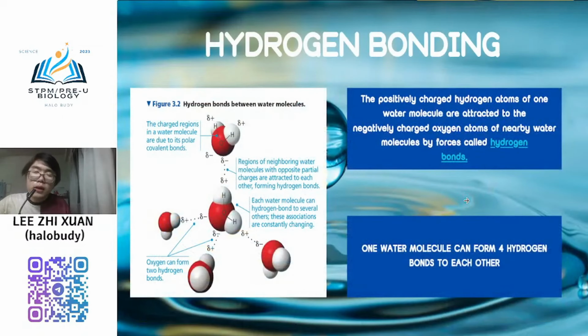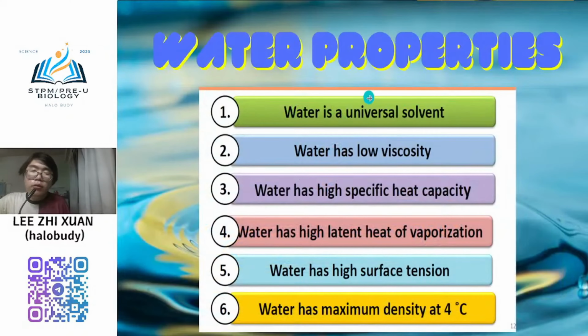Okay, so this is the spatial arrangement, and this hydrogen bond characteristic is very important because it contributes to the physical properties of the water molecule. All these hydrogen bonds and the chemical structure are the chemical properties of water. And hydrogen bonding is very important as it contributes to the physical properties of water. Okay, now we go to the main water properties. There are 6 main water properties that you need to know.